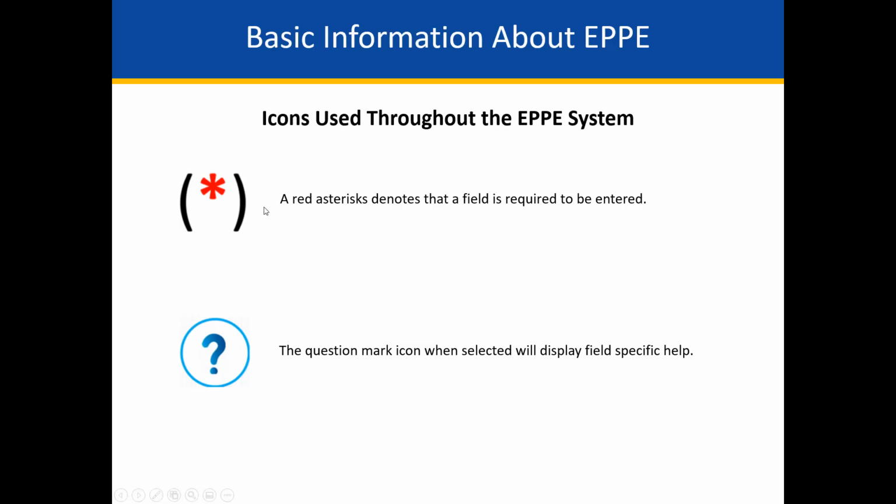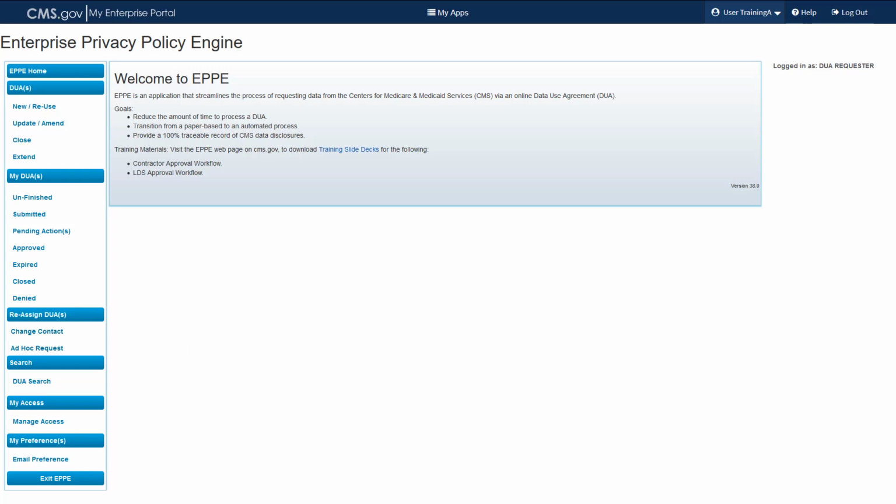Please note that all required fields in EPI are indicated with an asterisk. Also, select any question mark icon throughout the system to display field-specific help. For more information about data use agreements, use the Training Slide Decks link on the EPI homepage. This link will redirect you to the EPI information page on cms.gov.